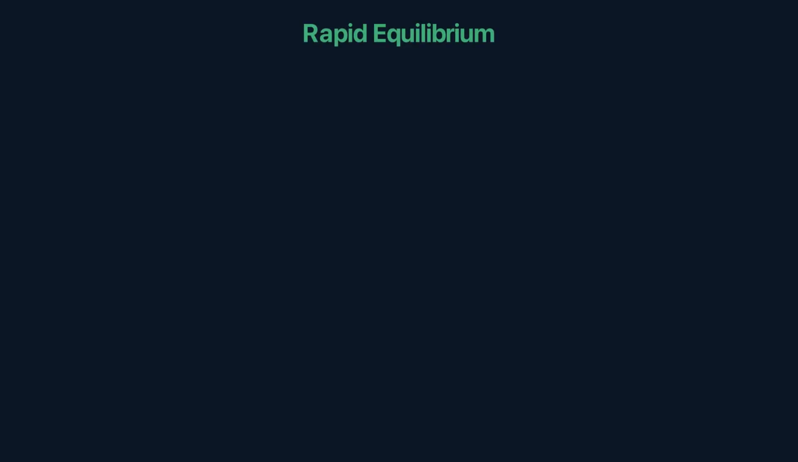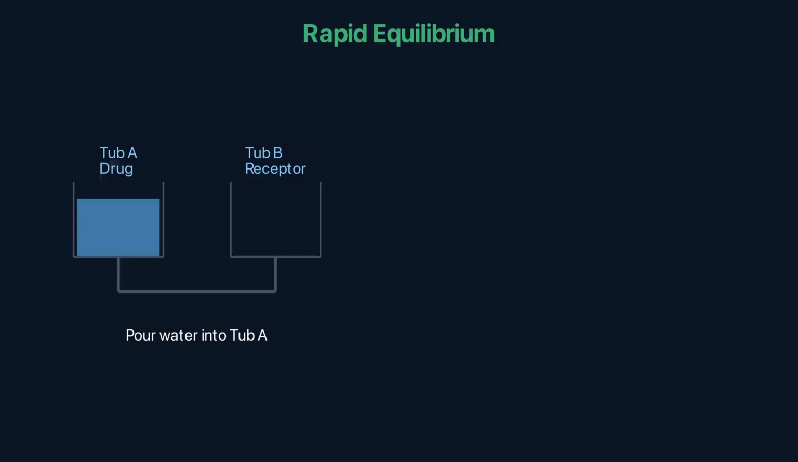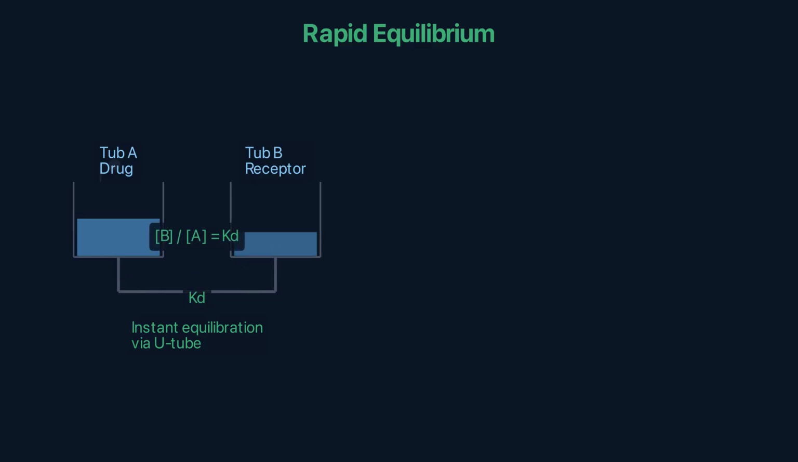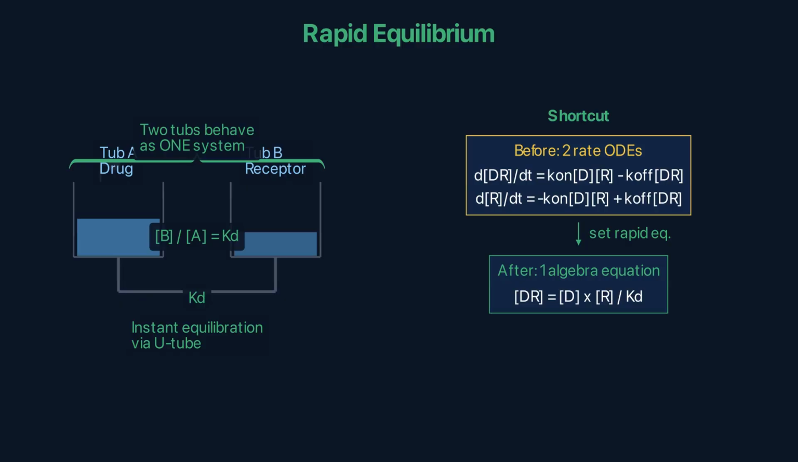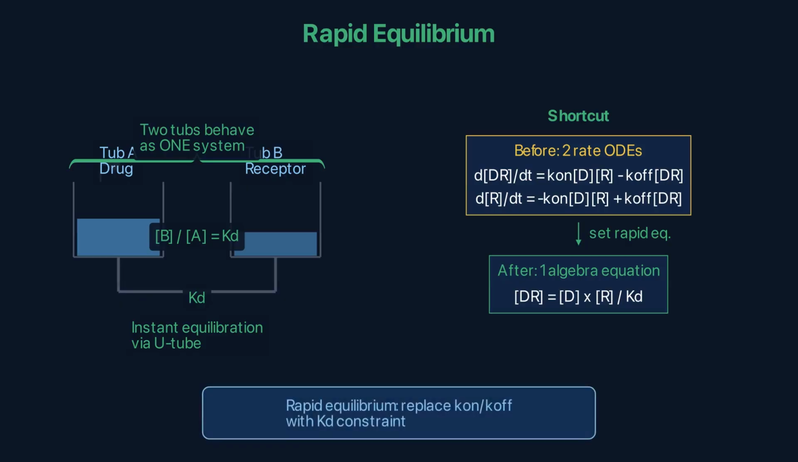If two tubs are connected by a wide pipe at the bottom, water equalizes almost instantly. The two tubs are always in equilibrium, their levels maintain a fixed ratio. Rapid equilibrium is like its cousin. Instead of setting one derivative to 0, you replace the forward and reverse binding rates with an equilibrium constant. The drug receptor complex is always at equilibrium with free drug and free receptor. This is valid when binding is much faster than everything else in the system, which it usually is.